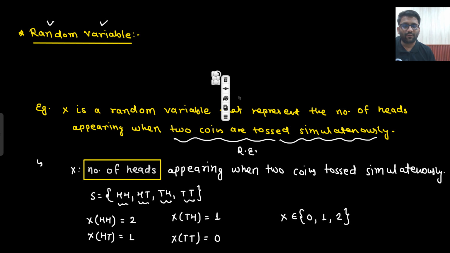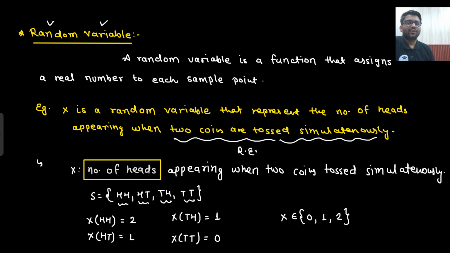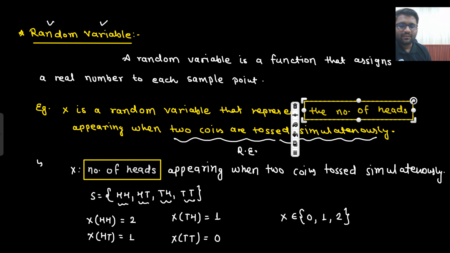So what is the formal definition of a random variable now? A random variable is a function that assigns a real number to each sample point of a random experiment based on some predefined condition. What is the condition? The condition is the number of heads. So this is the complete definition. You can write it down on your own. A random variable is a function that assigns a real number to each sample point of a random experiment based on some predefined condition. That predefined condition is the number of heads here. Are you able to understand this point?